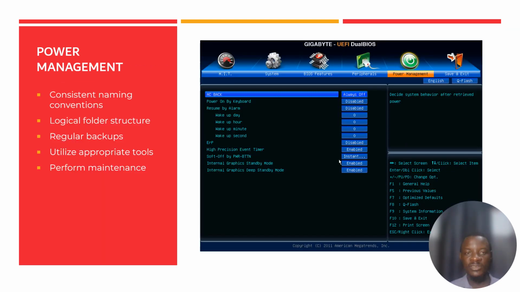Power management settings allow you to configure how your system uses energy. You can configure sleep states, enable or disable features like Wake on LAN, which allows your computer to turn on when you connect to it remotely, adjust fan control settings, and set up power-on behaviors. Proper configuration of these settings can help balance performance and energy efficiency.